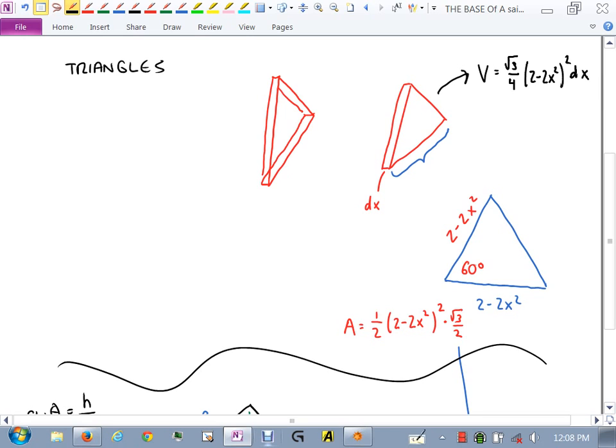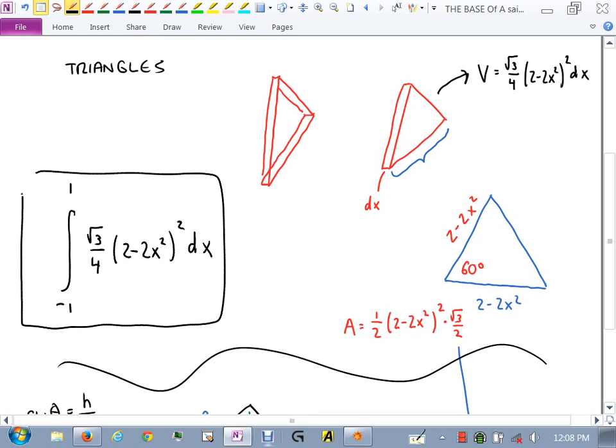Are there any questions? No? Now we set up the integral. So our integral is going to go from -1 to 1 of √3/4. Yes, you could pull that out. It's a constant. That would be the setup. Questions?